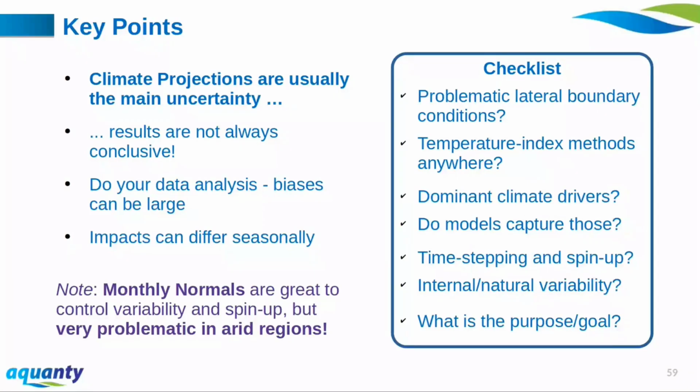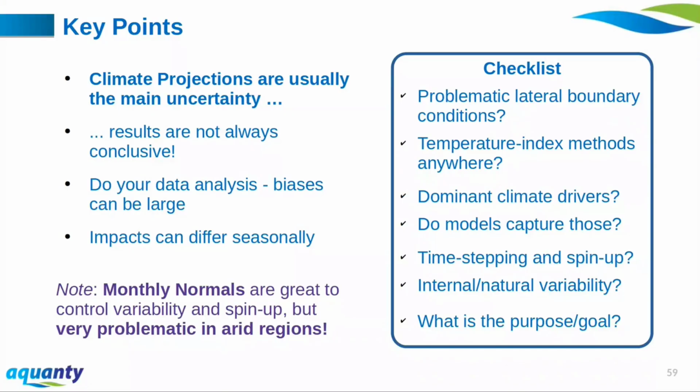Here on the right-hand side is a checklist that you can go through for your own climate change impact analysis, and it kind of summarizes what we've talked about. So are there any problematic lateral boundary conditions? Are you using temperature index models? If you do, you should probably get rid of them and replace with a physics-based method. Understand the dominant drivers, and if these are captured in your climate projections and also in your hydrological model, so like Great Lakes, topography. In Alberta, you're in the rain shadow of the Rocky Mountains.